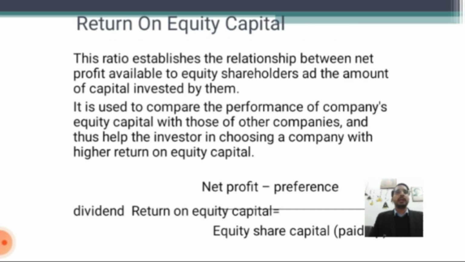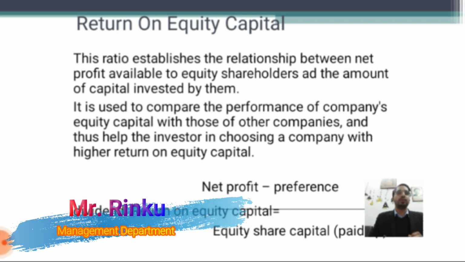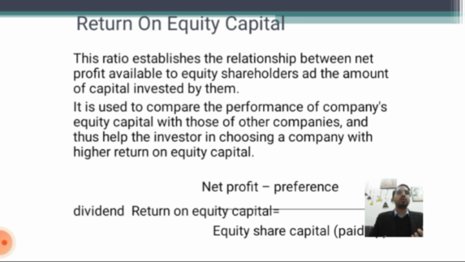Return on equity capital. The ratio establishes the relationship between net profit available to equity shareholders and the amount of capital invested by them. It is used to compare the performance of a company's equity capital with that of other companies, and it helps investors choose a company with a higher return on equity capital. Return on equity capital is equal to net profit minus preference dividend divided by equity share capital paid up capital.